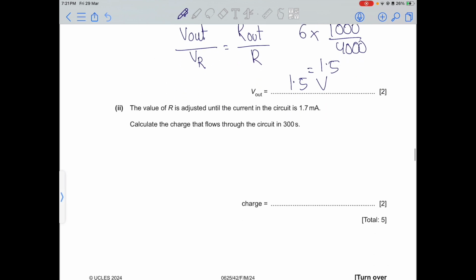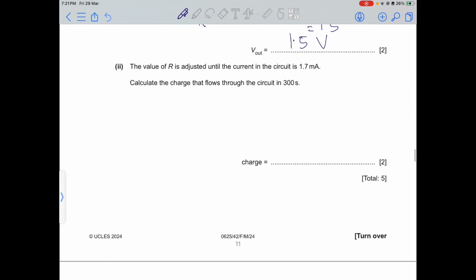The value of R is adjusted until the current flow in the circuit is 1.7 milli, which is 10 to the power of negative 3. Calculate the charge that flows through the circuit in 300 seconds. Now this is easy. Q is equal to IT. So 1.7 into 10 to the power of negative 3 into 300 seconds is 0.51 coulombs.